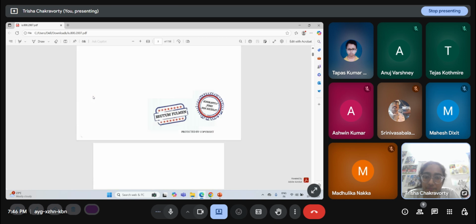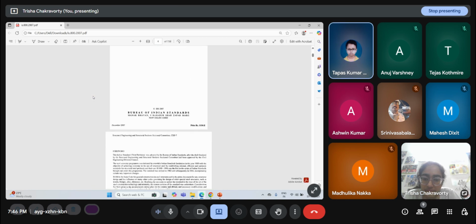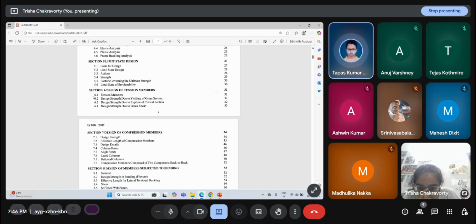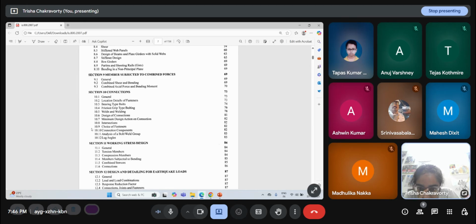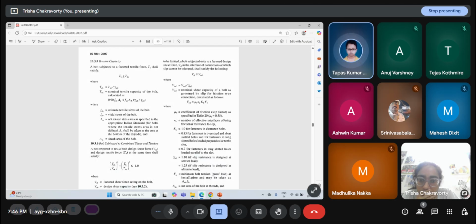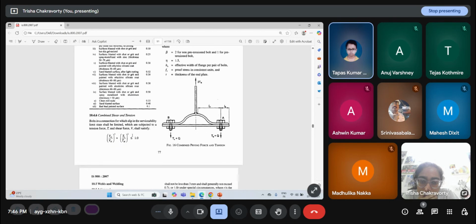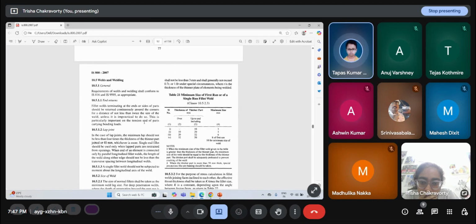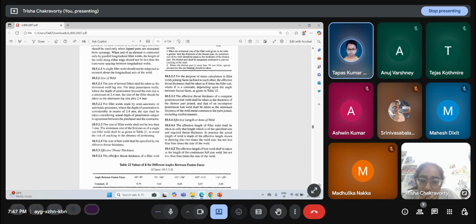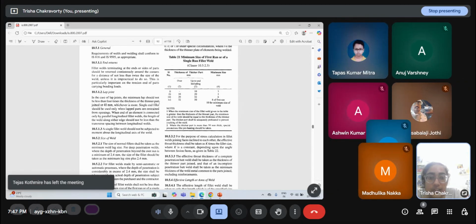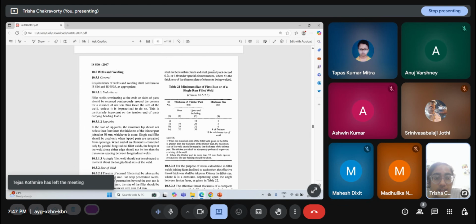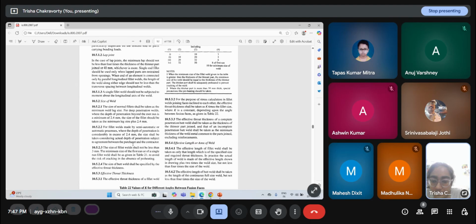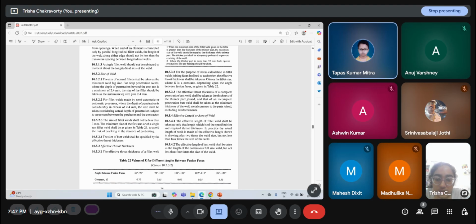Which clause? Clause number most probably 10.5.3.1. Effective throat thickness and then effective length of fillet weld, effective overall length minus 2s. The effective throat thickness of fillet weld shall not be less than 3 mm and shall generally not exceed 0.7 t under special circumstances. This portion is not clear. Please discuss.